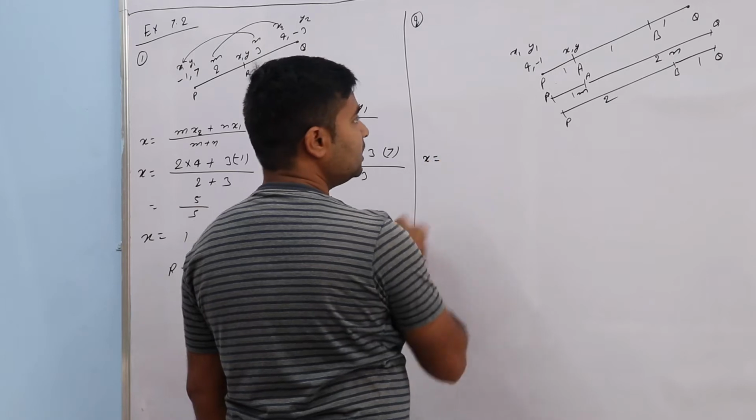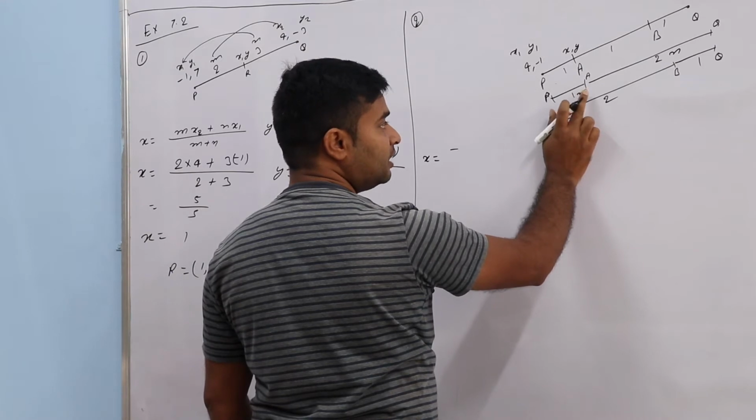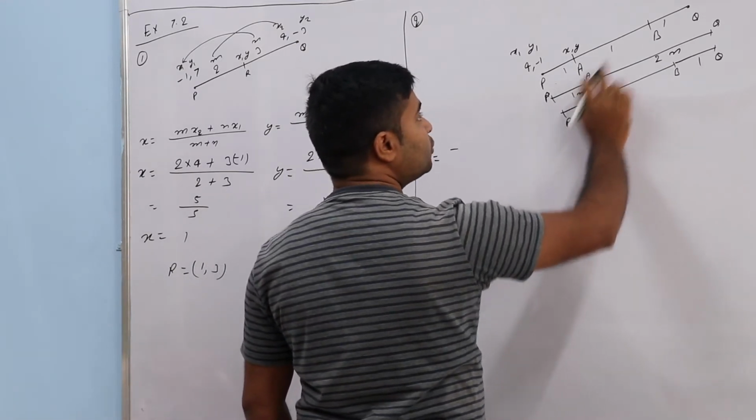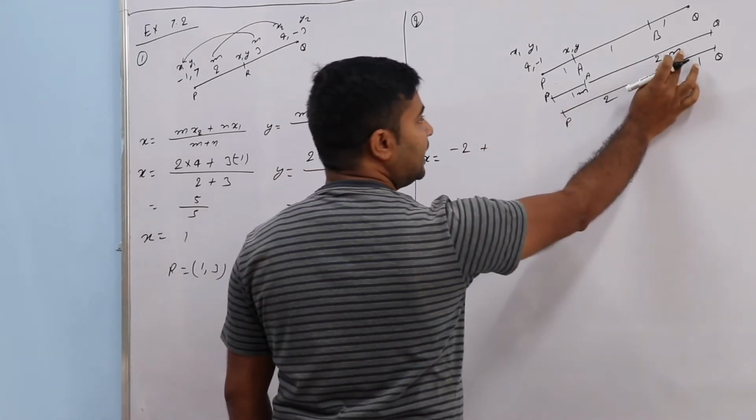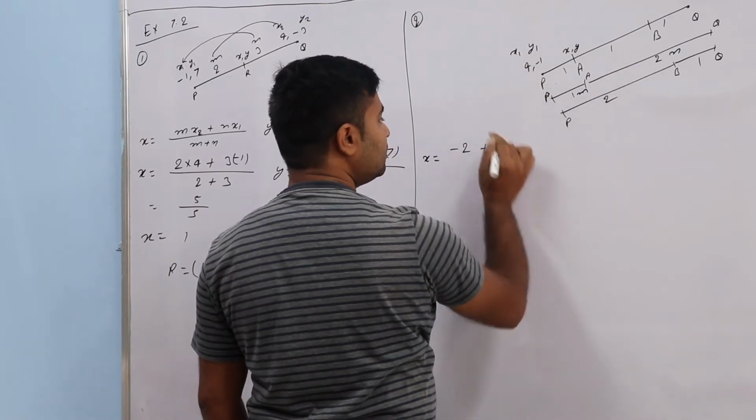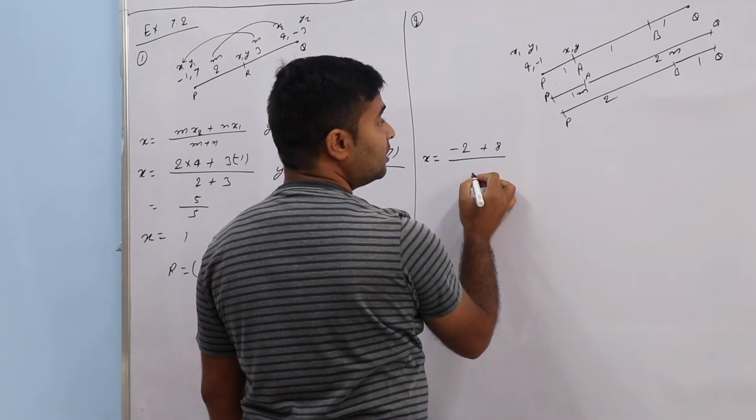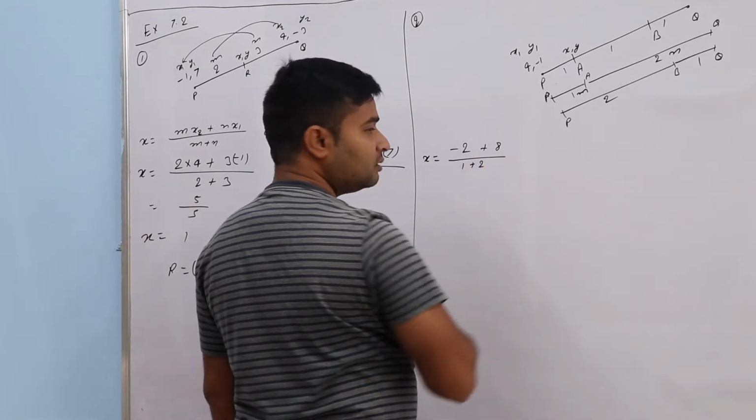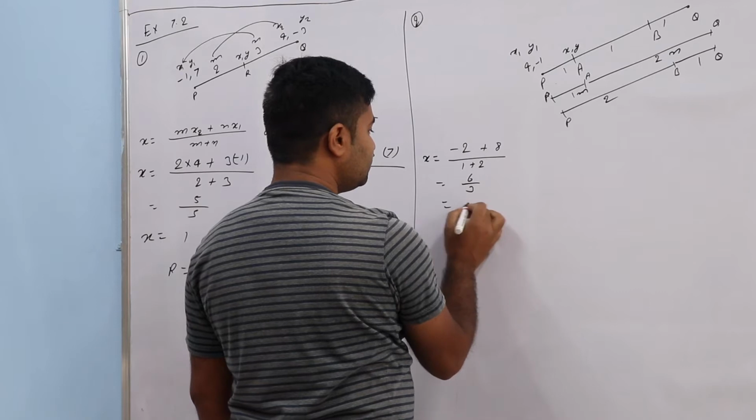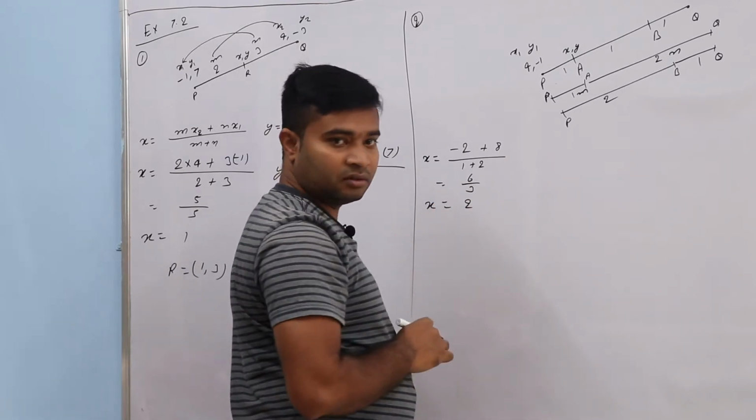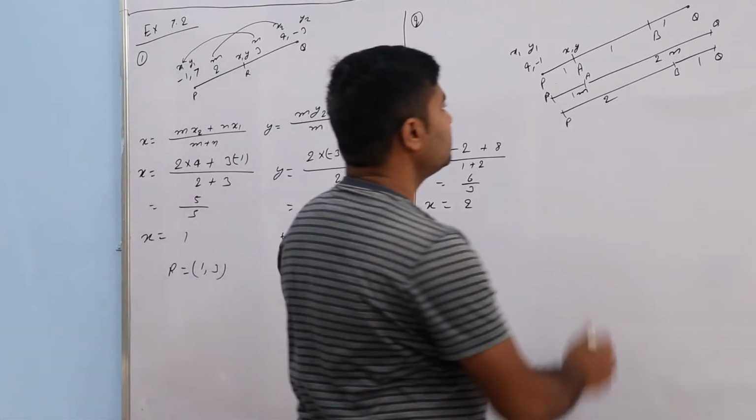So x is equal to mx2, m is 1, into minus 2, minus 2, plus n x1. So 2 times 4 is 8, by m plus n, 1 plus 2, which is 3. So this becomes 6 by 3, which is equal to 2. X is equal to 2. Getting? Chalo, next.